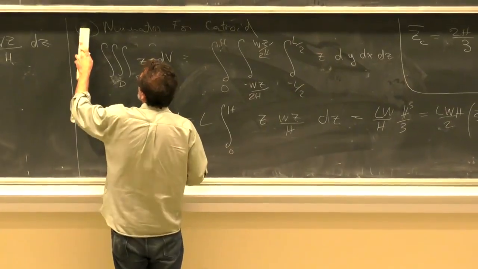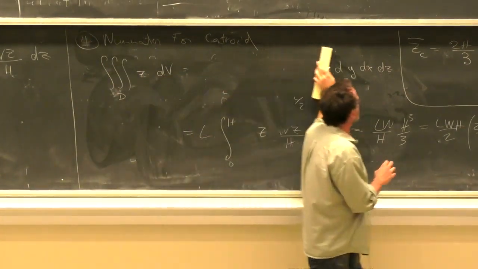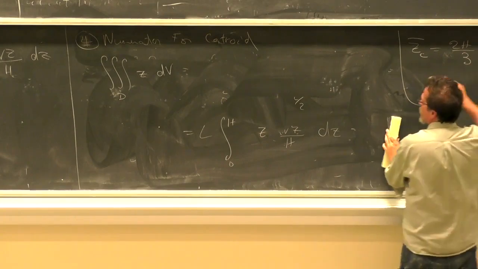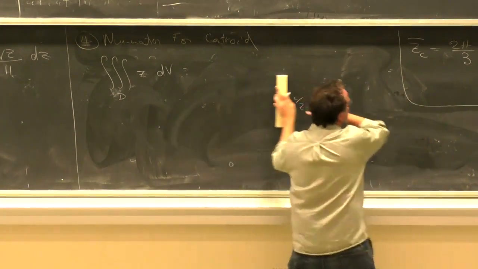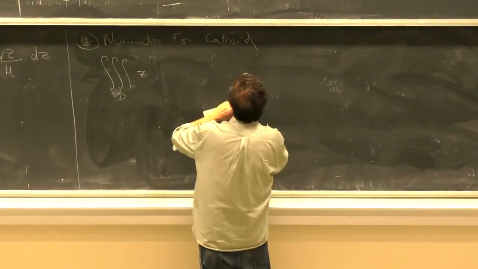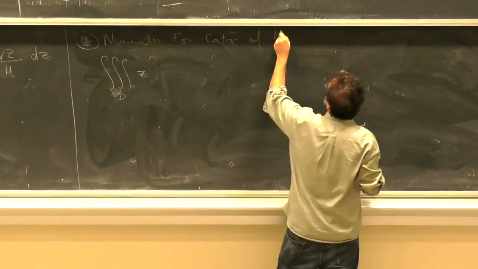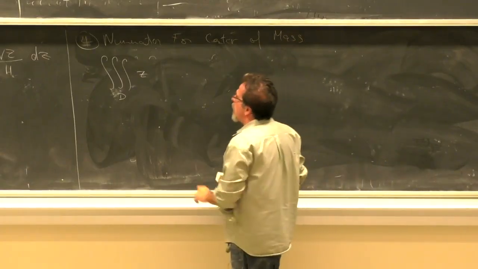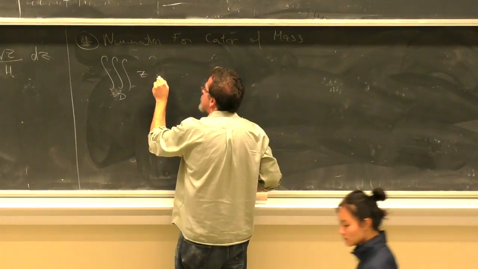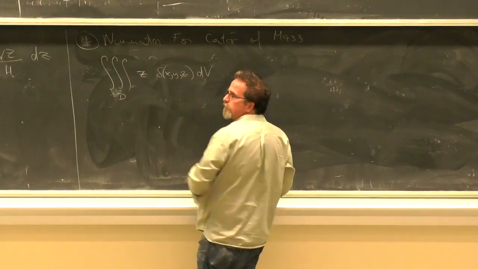The numerator for the center of mass, I'm going to leave that because I have that written over there. Z bar is 2/3. Okay? The numerator for the center of mass is what? Well, it's z times the density as a function of x, y, and z times the volume.